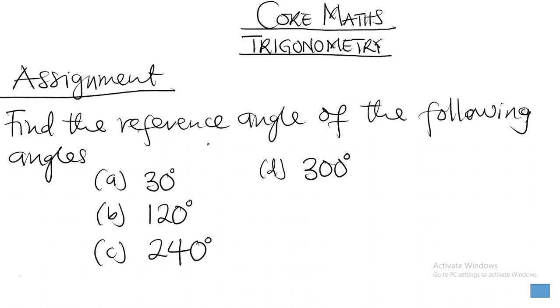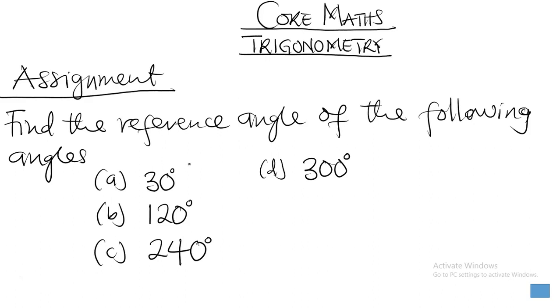Now, in our previous lesson, we looked at reference angles. So we defined it and then we learned how to identify or determine reference angles when an angle is drawn in standard position. So we solved some examples and then I gave you an assignment. I hope you've all done the assignment. Good. Now we'll begin our lesson today with the solution to the assignment.